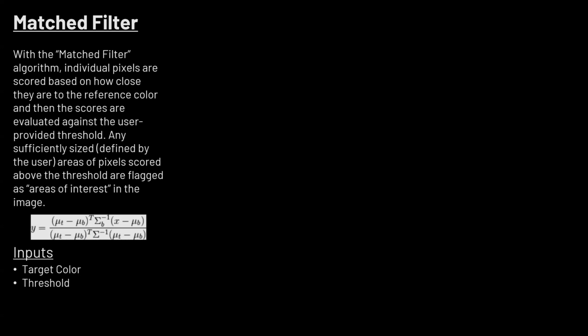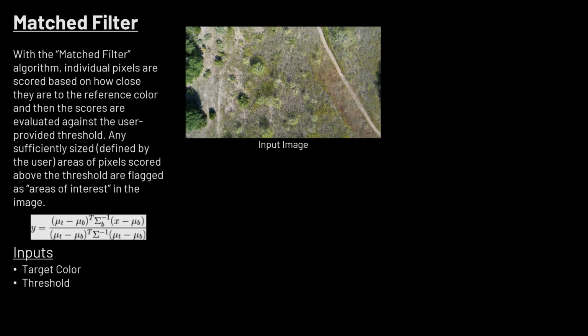Inputs you provide this time are the target color or reference color, and again, that threshold for how close to the original color something must be for it to be considered a match. Don't get bogged down in the math on this one, at least for now. Just know that higher threshold values mean that it must be closer to the original color. Lower threshold values mean it will not be as selective with matching.